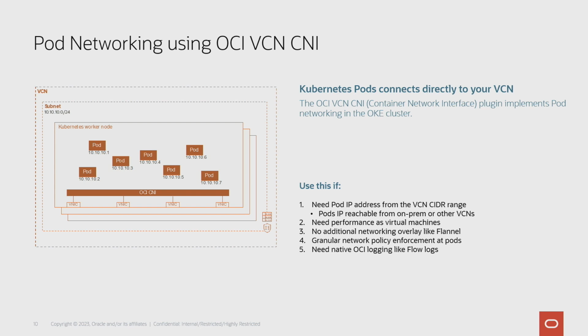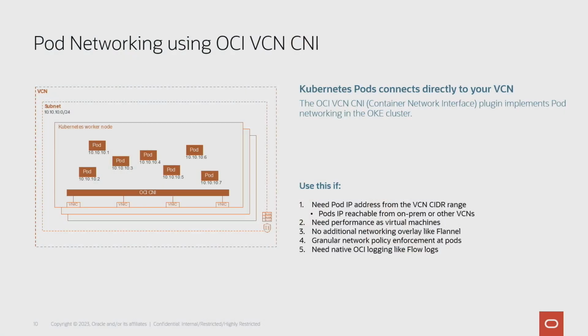So any traffic going east to west, you as a developer can choose to use OCI VCN CNI as one of the networking implementations to route your traffic from east to west. What this really gives us, first thing first, is that these pods get an IP address from the VCN CIDR range that I showed earlier. And since they're getting an IP address from the VCN CIDR range, these IP addresses are accessible either from on-premises or from other VCNs that are peered to the VCN where your Kubernetes cluster is sitting.